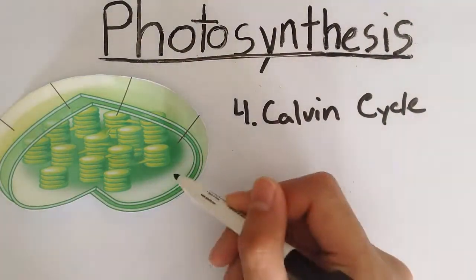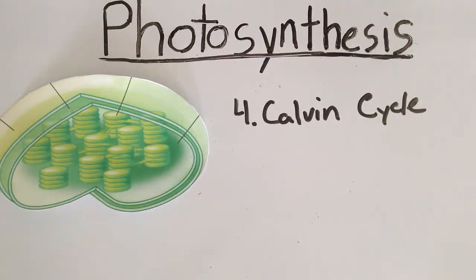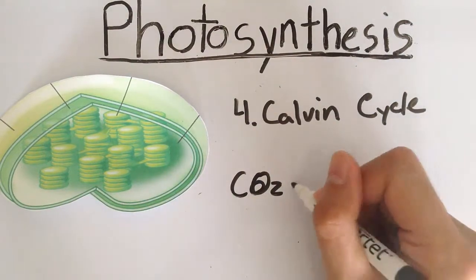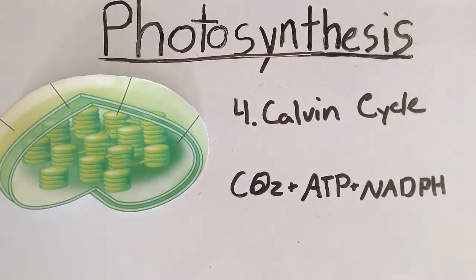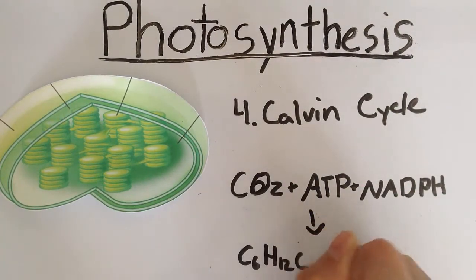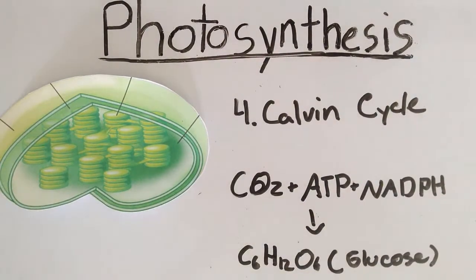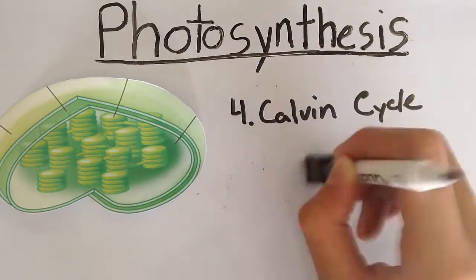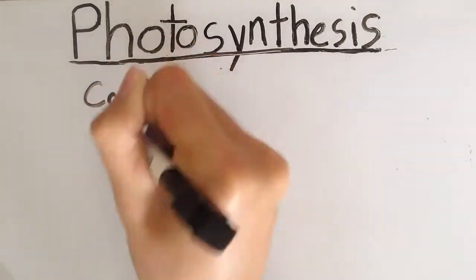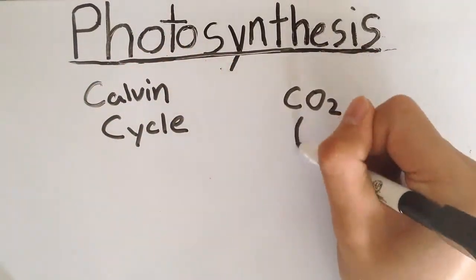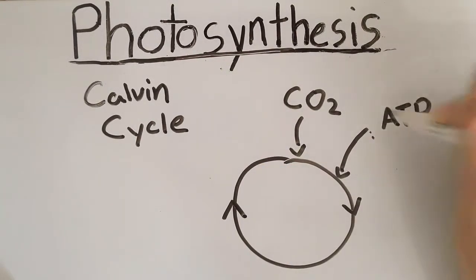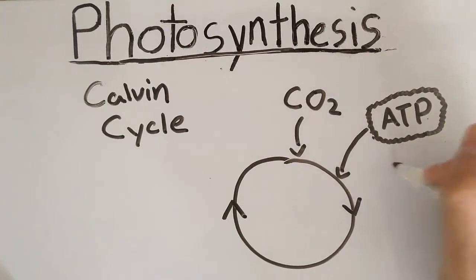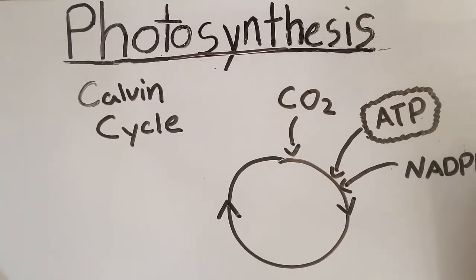The final step, which is Calvin cycle, occurs in the stroma of the chloroplast. The stroma is basically the empty part in the chloroplast. This step uses CO2, ATP, and NADPH to produce glucose. This happens because CO2 is used to construct organic molecules through the use of NADPH and ATP, thus creating glucose.